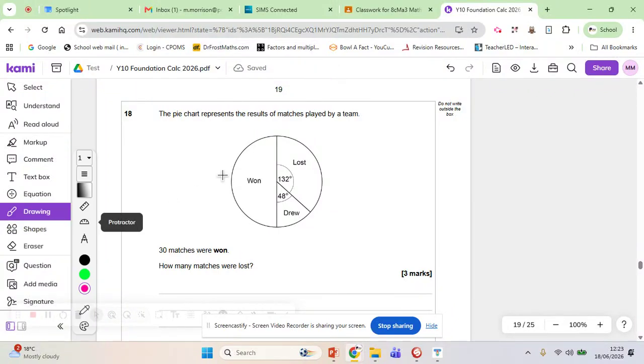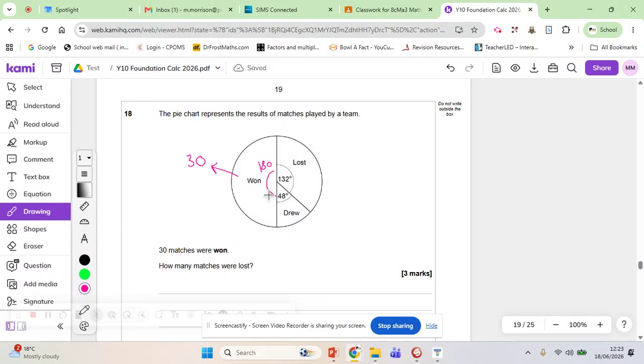Okay, so the pie chart represents the results played by a team. 30 matches were won. So in here we have got 30 have been won. Now again, what I might need to do is just add into the diagram. It looks like it's 180, but I will check that on my calculator. So I'm going to put in 132 plus 48 plus 180, just check it equals 360, which it does.